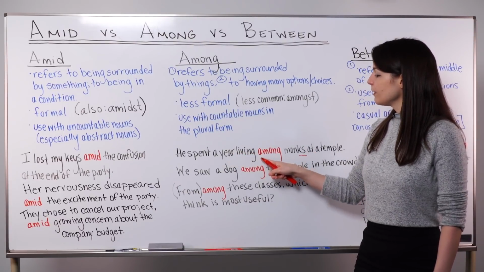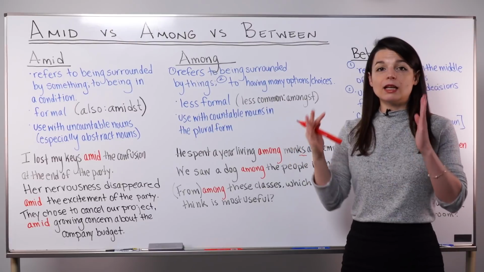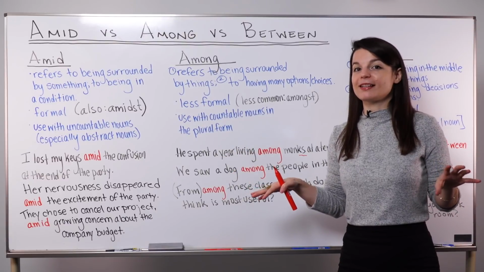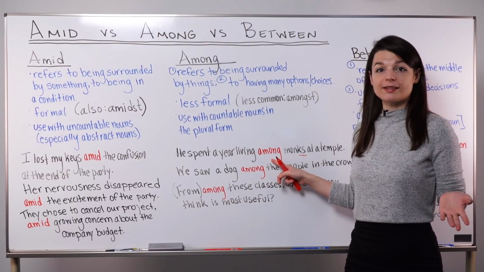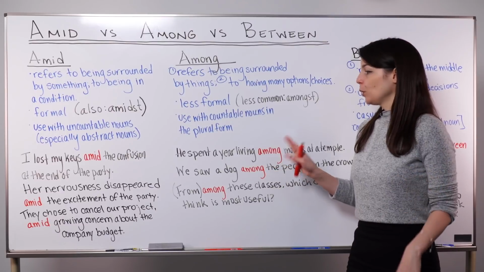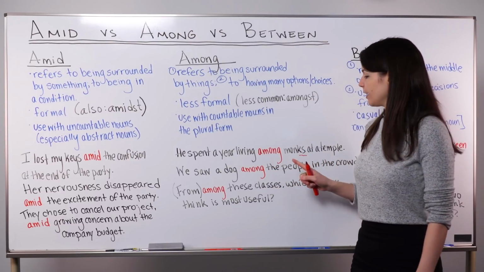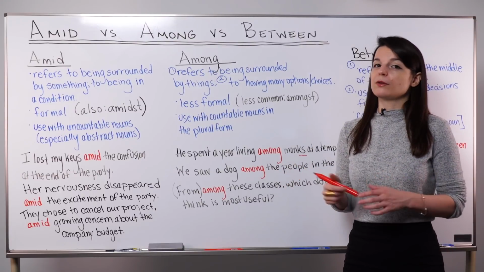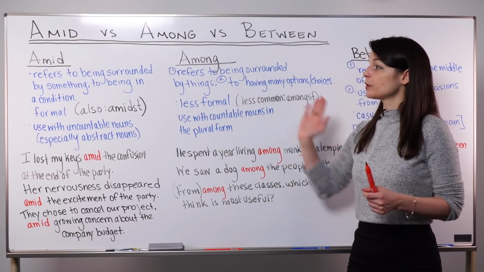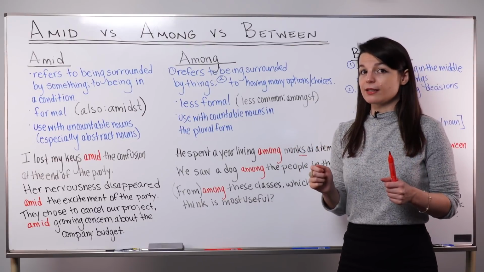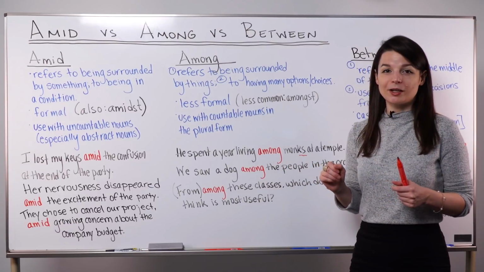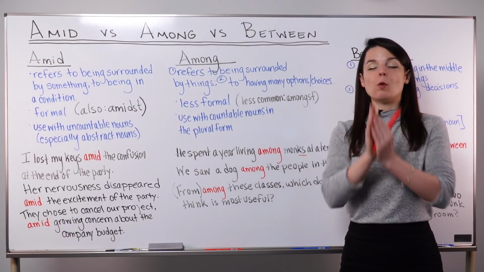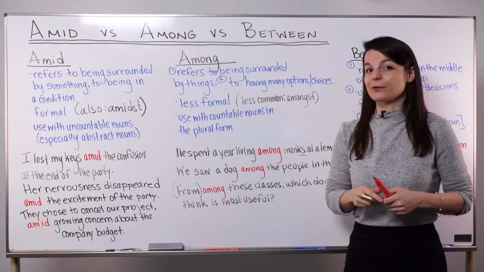So he spent a year living among. So this means he was one person and he was surrounded by monks at a temple. So among tells us this. Among tells us this situation. We would not say amid here because amid plus this countable noun that's like people sounds unnatural. It doesn't sound right. We use amid to talk about conditions. So among sounds much better because we're talking about people or objects, and he, in this case, is one from those people that he's surrounded by.